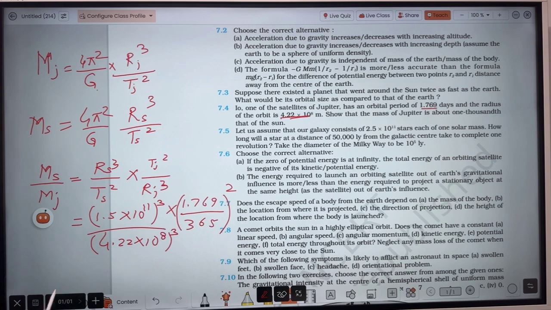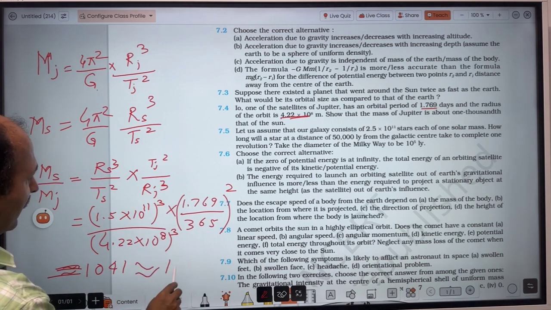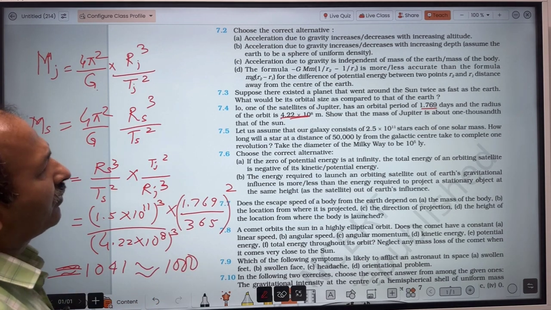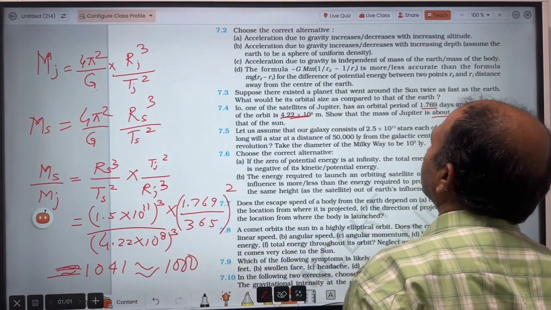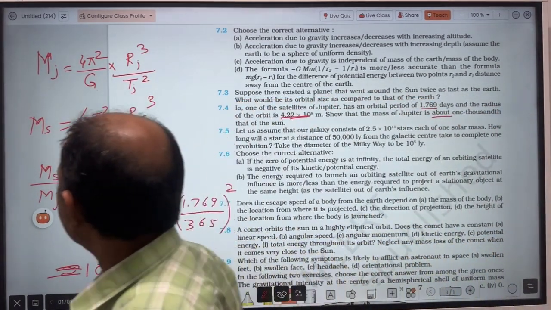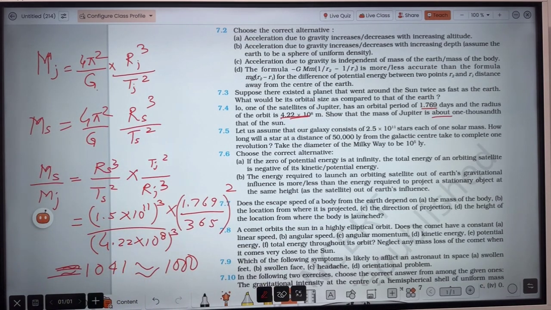Now if you simplify, it will come to around 10^41. This is exactly 10^41, which can be roughly written as 1000. That is why it is about 1000 times that of the sun. So this is the case. Is that clear?